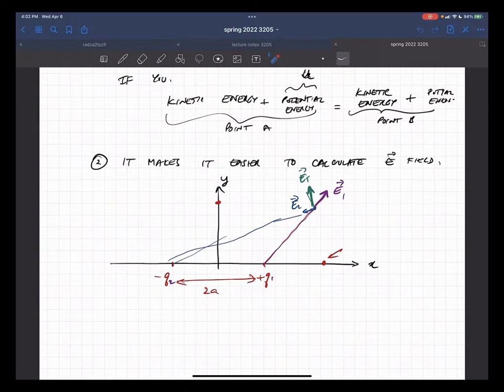But if you wanted to calculate the electric field at other points, what you would do is find the vector component of the electric field caused by this plus Q charge. Let's say you want to calculate the E field here. You would calculate this electric field, then you would calculate the electric field caused by the negative charge. And then you would do a vector summation of the two, and you would calculate the total electric field at this point. And then you could do this for any point along here.